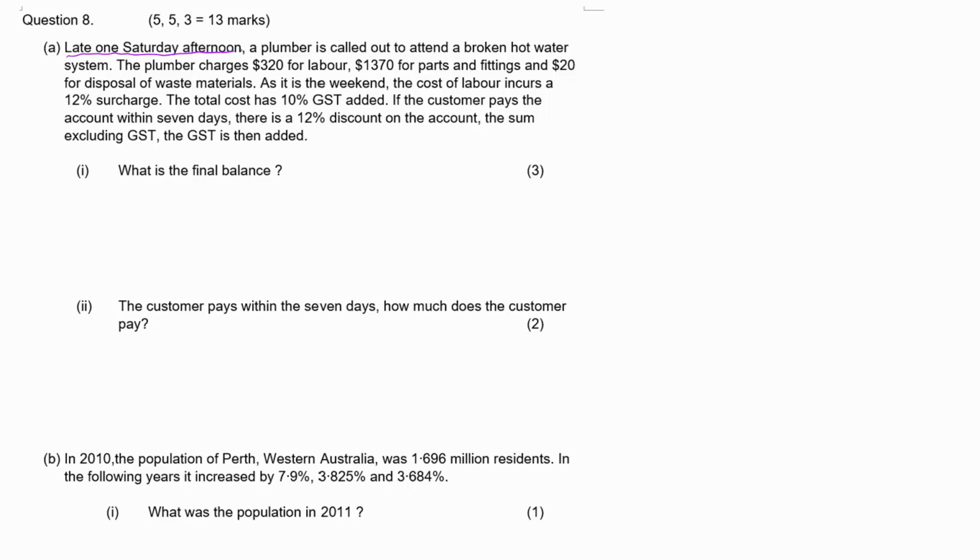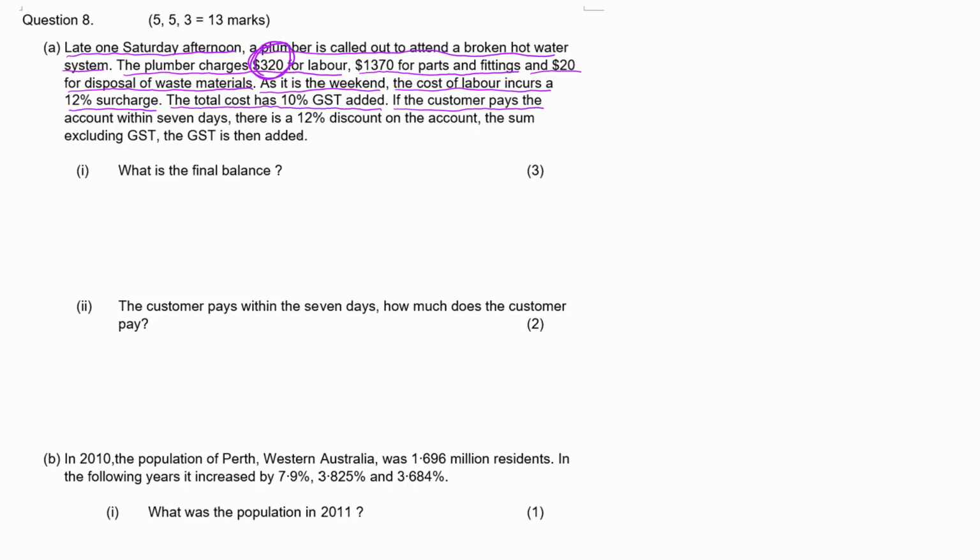Late one Saturday afternoon, a plumber is called out to attend a broken hot water system. The plumber charges $320 for labour, $1,370 for parts and fittings, and $20 for disposal of waste materials. As it is the weekend, the cost of the labour incurs a 12% surcharge. That is just the labour, the $320. The total cost has 10% GST added.